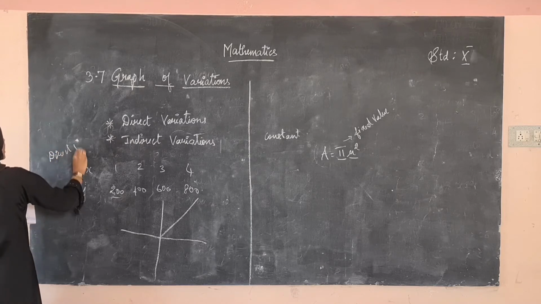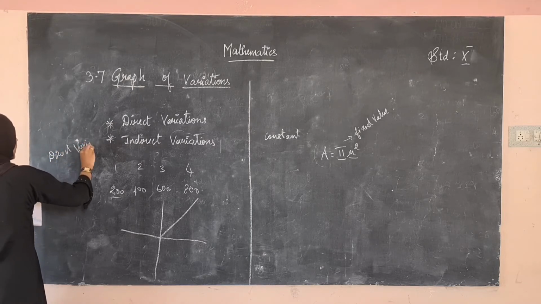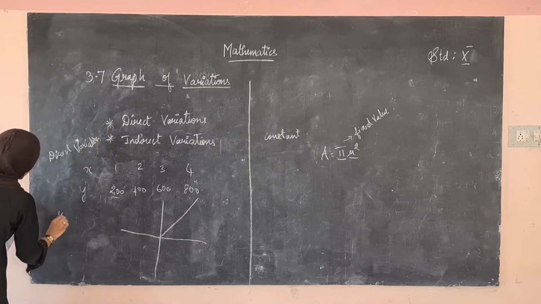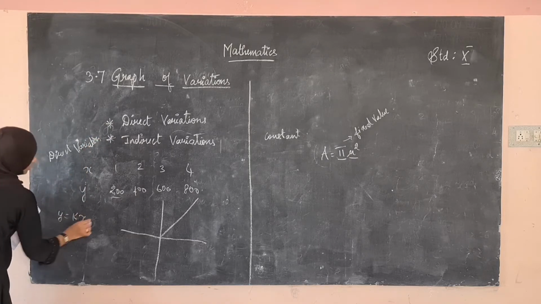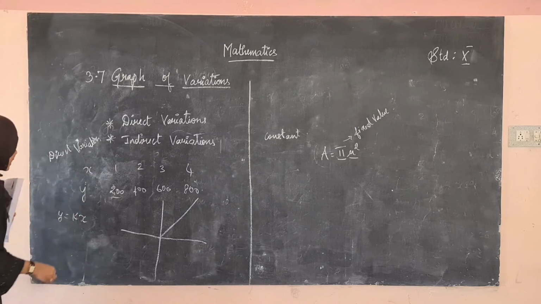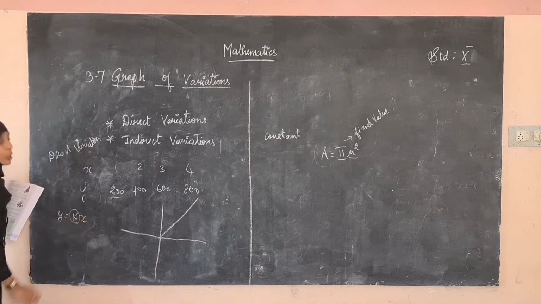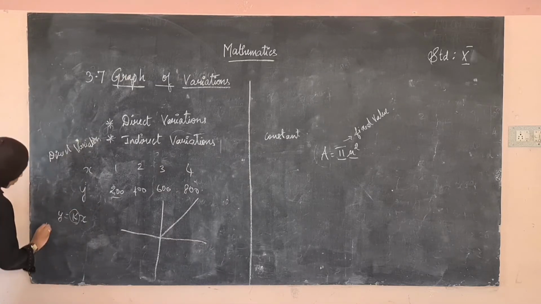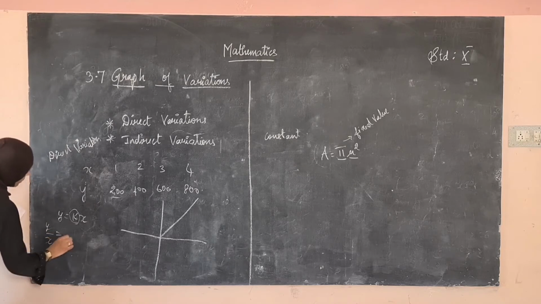So the direct variation graph will commonly be a straight line, and it is denoted by y is equal to kx. K is the constant of variation. How can we find the constant of variation? Y divided by x gives the constant of variation.